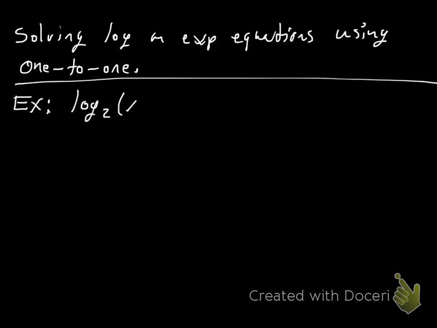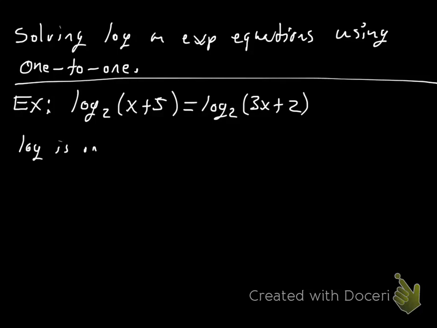I have log base 2 of x plus 5 equals log base 2 of 3x plus 2. So we have a log equals log, and the bases are the same. Since logs are one-to-one, and it has to have the same base, then we can equate the arguments inside. So the inputs have to be the same because the outputs are the same.